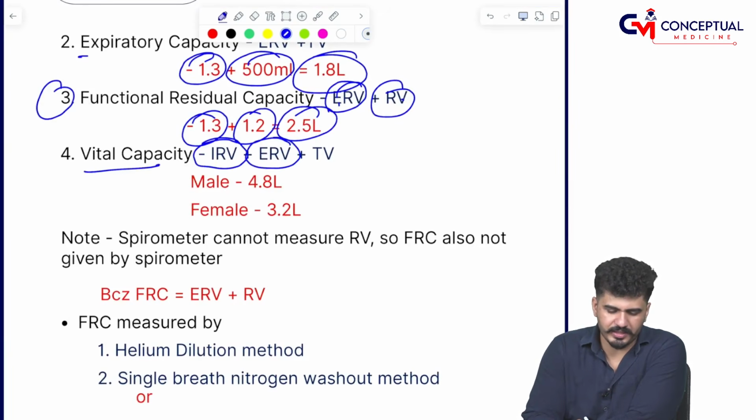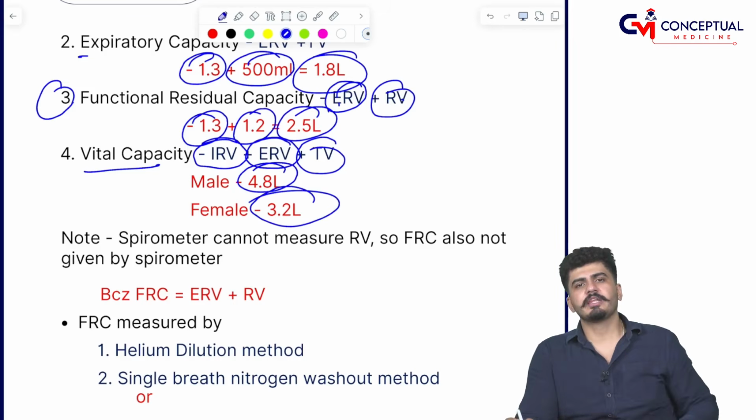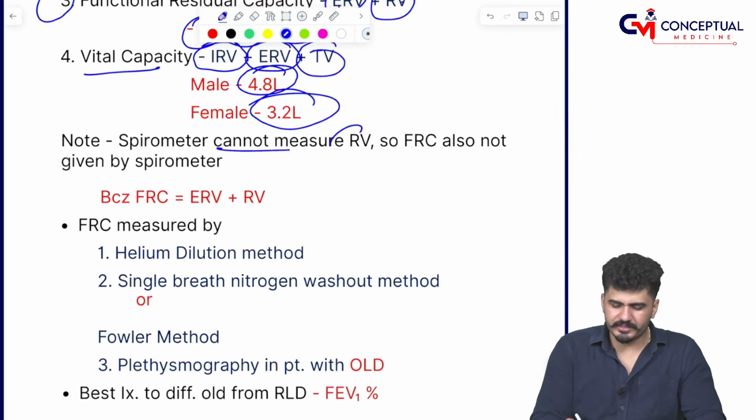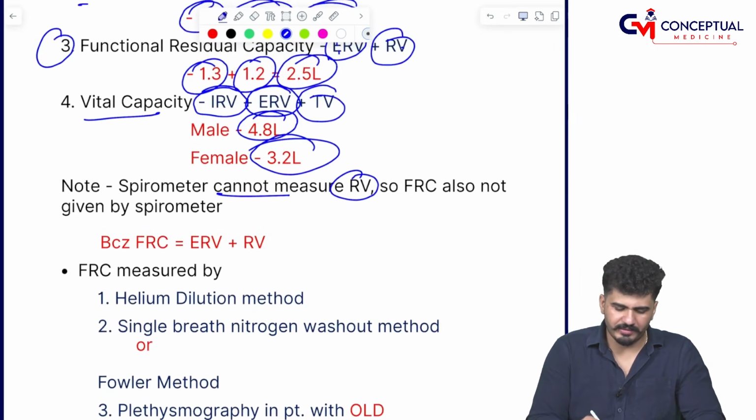Inspiratory reserve, expiratory reserve and tidal volume together make the vital capacity: in male it is 4.8, in female it is 3.2 because of the adipose tissue. Now the spirometer cannot measure the RV, so FRC cannot be given on the spirometer.